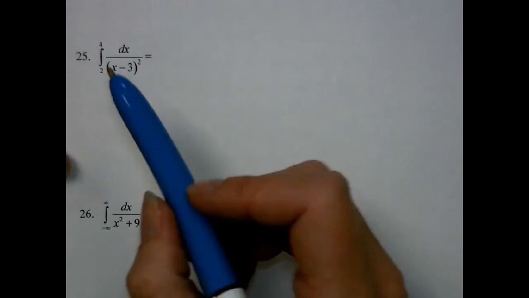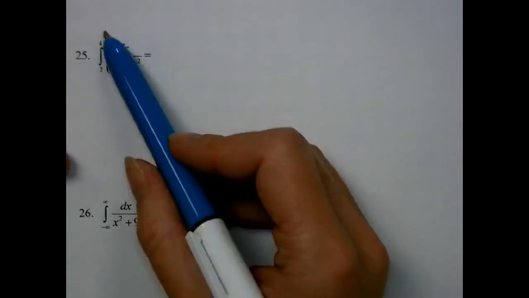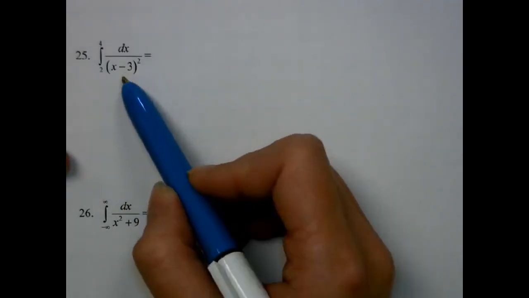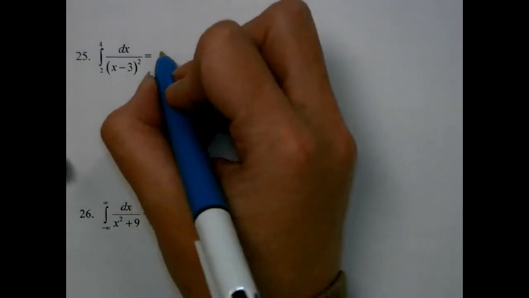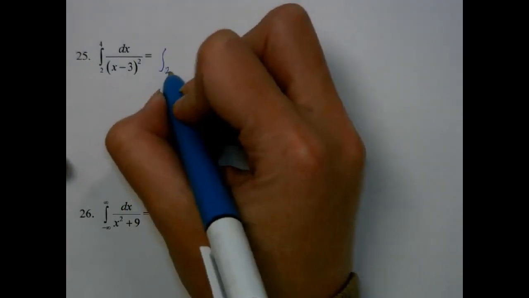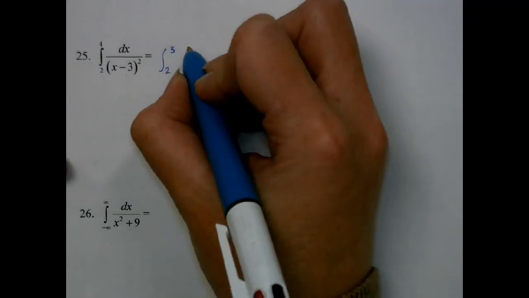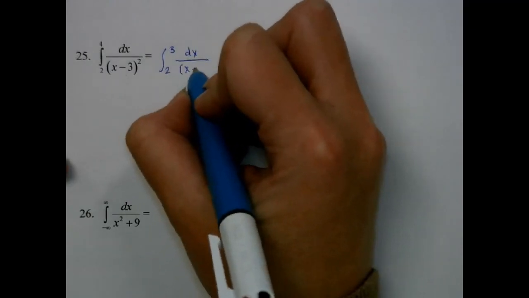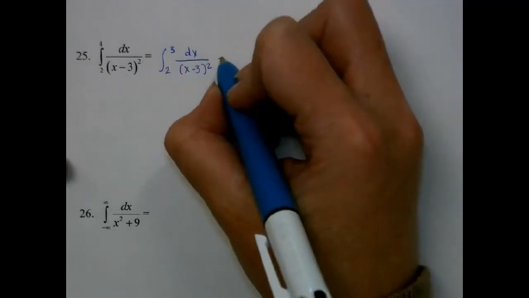All right, this one on the surface may not look like an improper integral, but in the limits of integration here between 2 and 4, our function has a vertical asymptote. So you can break this up into the integral from 2 to 3, and the integral from 3 to 4.